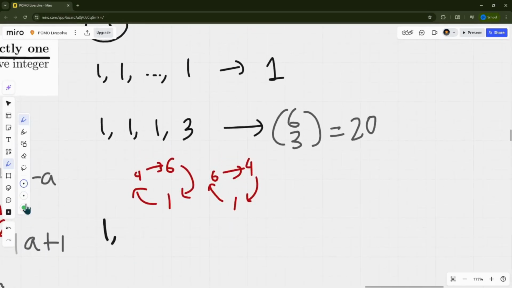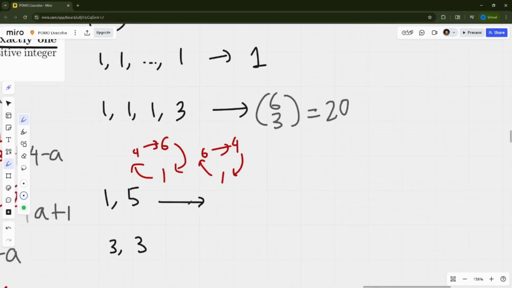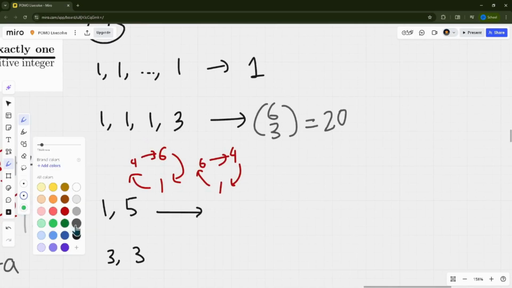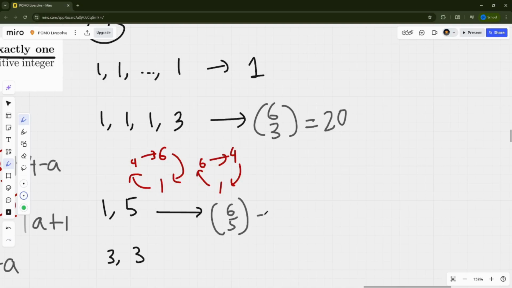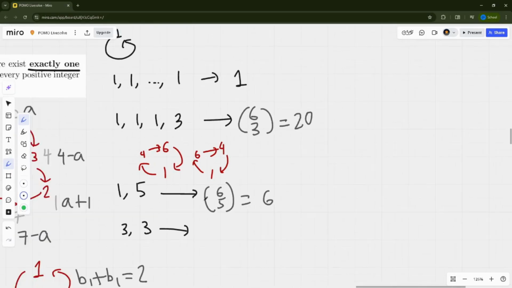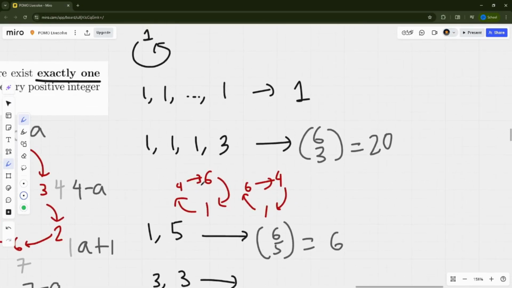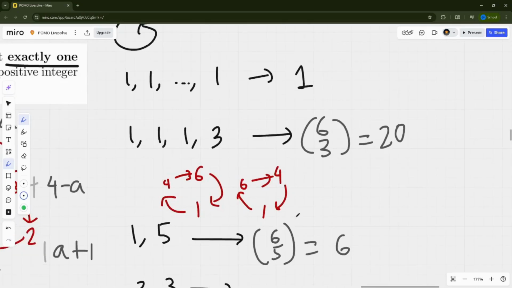1, 5 is the other one. 1, 5, and then 3, 3. So 1, 5 again, you choose 5 from the 6 elements to get 6. Then finally 3, 3. So we can just choose 3 elements from this. Oh wait, hold on. Okay, my mistake. Oh wait. Okay, so there's more.